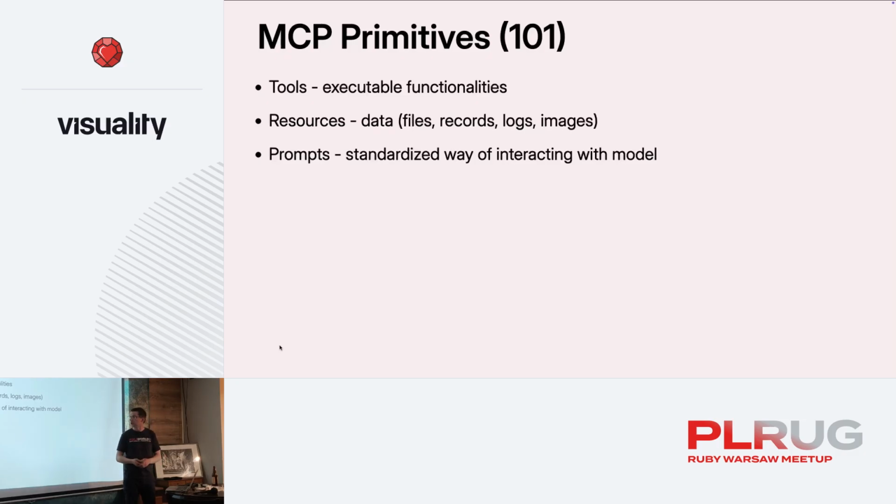There are 2 more. Resources. They don't have to be static. It's not like you define them once in the MCP server, but they are data. So when you start your connection with the LLM, you can just gather data. It's kind of like RAG, retrieval augmented generation. So you get some additional context at the very beginning of the interaction.